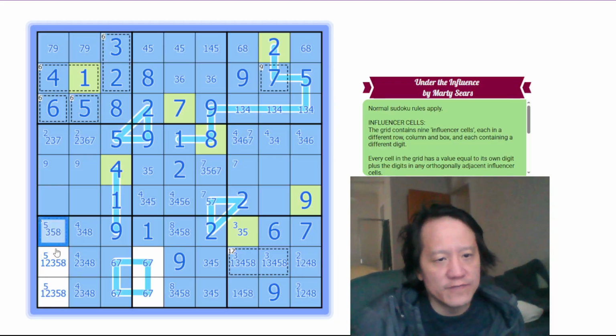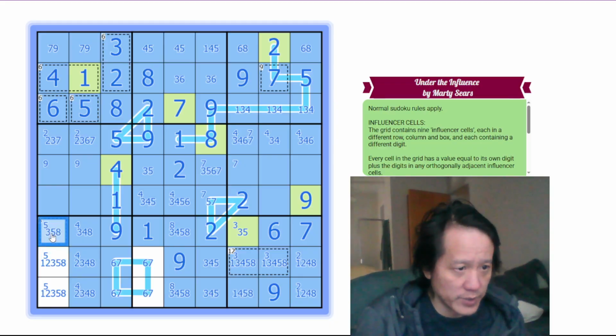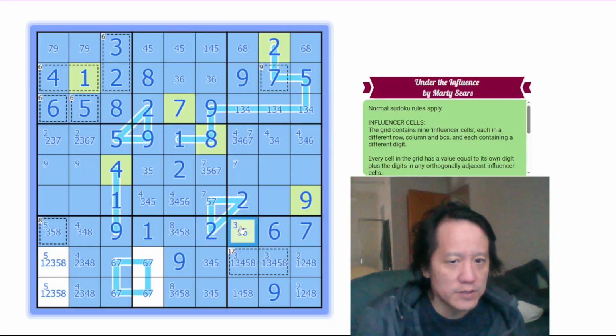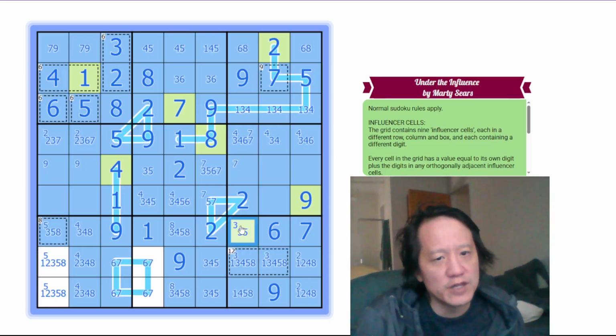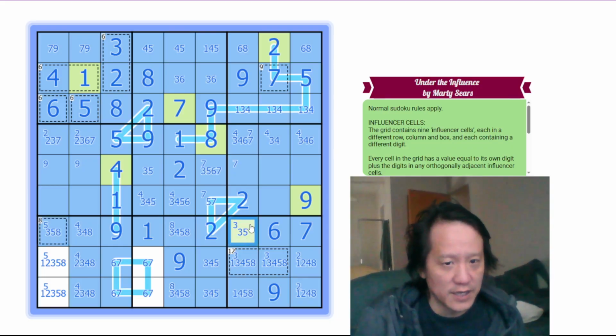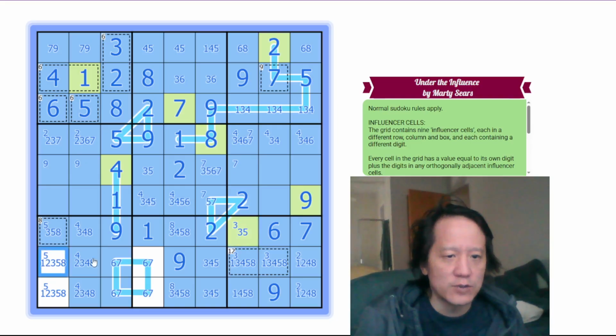This cannot be influencer plus this digit. Because if this is influencer, it must be a different value than this cell. So it must be the other 3 or 5. But since this is the other 3 or 5, it can't add up with this 3 or 5 here in this cage, because again, these two essentially would add up to 8. But this cell couldn't be that cell then. So that would fail. So this cannot be the influencer, which means this is the influencer here.